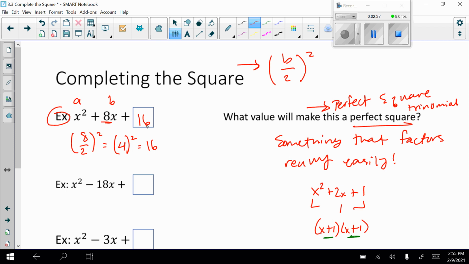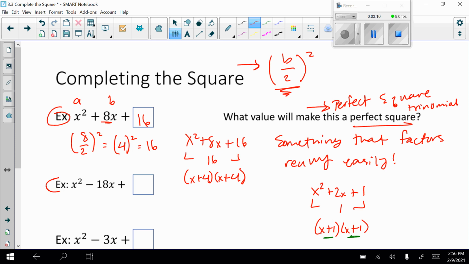So now let's think about this new equation: x squared plus 8x plus 16. Let's say you want to factor that. Well, a times c, 1 times 16 is 16. You need two numbers that multiply to 16 and add to 8. And if you think about it, it's just 4 and 4. So that would factor to be x plus 4 times x plus 4. So now it factors really easily. It has repeated factors. It's a perfect square. We got that number by using this equation, b over 2 squared.